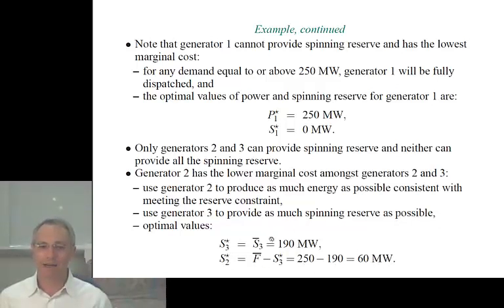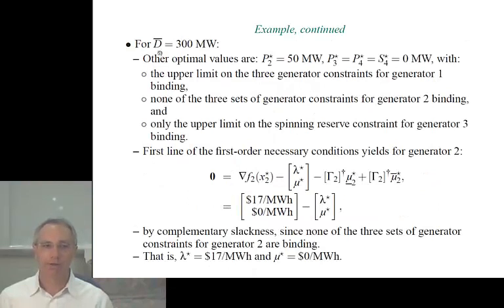Let me call that a tentative solution because we need to make sure it satisfies all of our requirements, but so far that looks to be the right direction. Let's specialize and make sure everything else works. D overline is 300 megawatts. For D overline equal 300 megawatts, the other optimal values are going to be whatever is needed to generate a total of 300 megawatts.